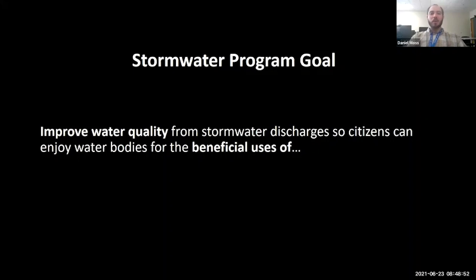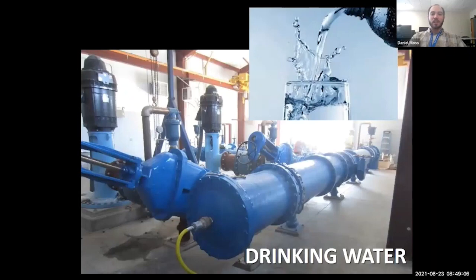So what are we here for? Well, the stormwater program goal. We're improving water quality from stormwater discharges so citizens can enjoy water bodies for the beneficial uses of drinking water. This is a huge one. We have technology to clean drinking water, but it's expensive. So the cleaner the water is that we have to treat, the less expensive it is to do it.